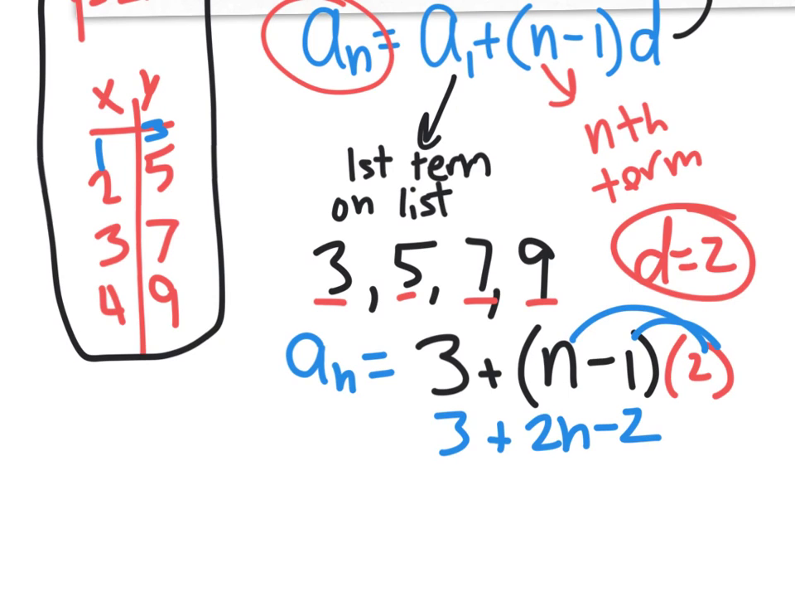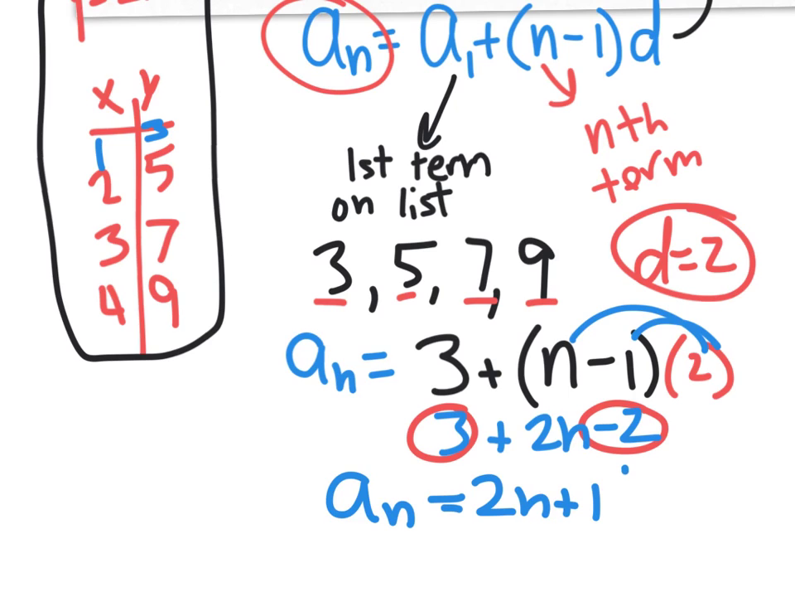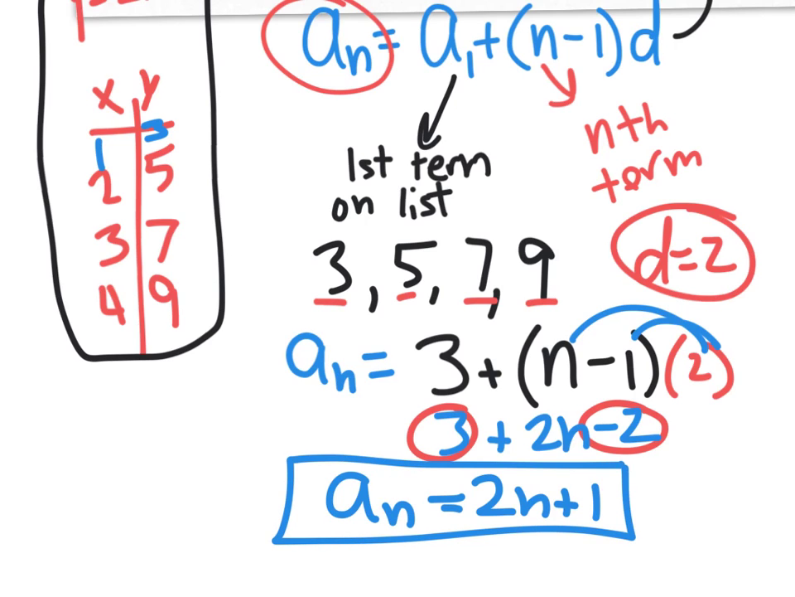And I'll have 2n, and what's the 3 minus 2 over here? Plus 1, correct? So a sub n equals 2n plus 1. This is the machine that outputs 3, 5, 7, and 9. You guys understand that?